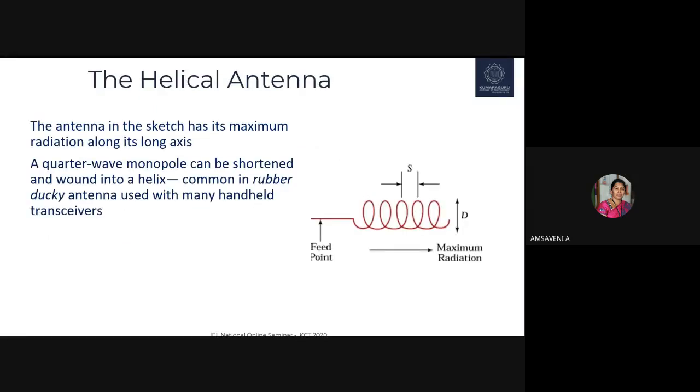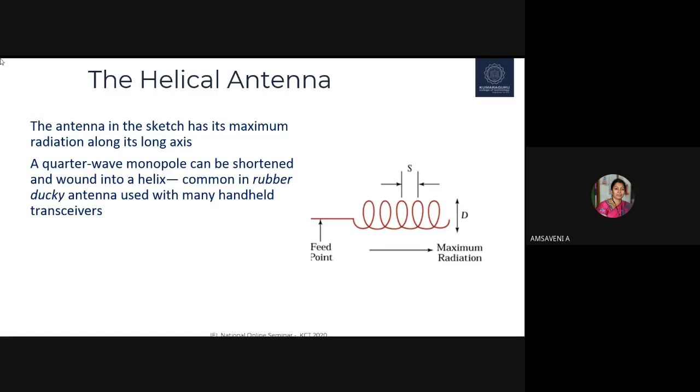Then we have a helical antenna. Helical antenna provides a unidirectional pattern. Helix wire is wound in the shape of a screw thread, and it operates in two modes, normal mode and axial mode, and it provides different radiation patterns in both modes. If you need a unidirectional pattern, you can operate the antenna in axial mode. The modes are decided based on the size and spacing between the turns. Here S is nothing but the spacing between the turns. So that decides the operating mode of the antenna.